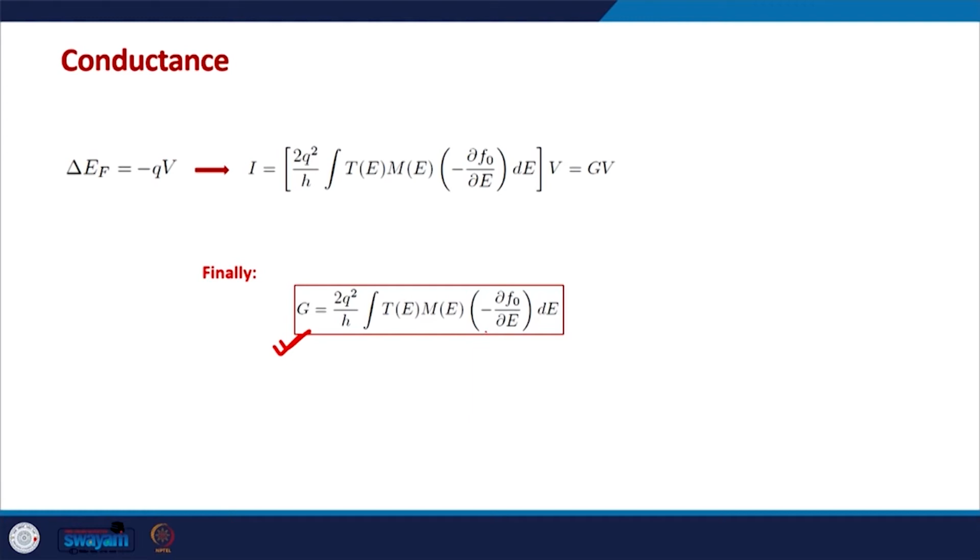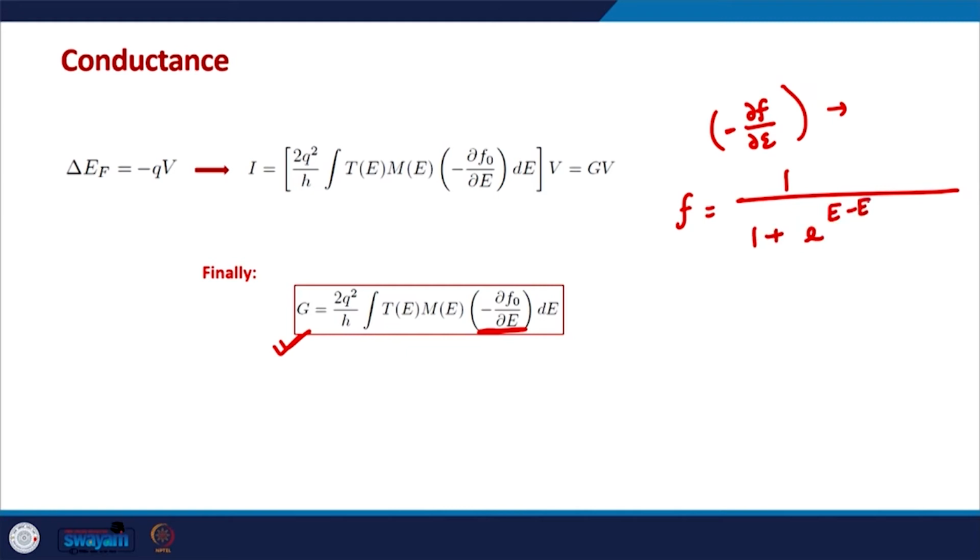Now this quantity ∂F/∂E, or minus ∂F/∂E, is an interesting quantity. Here it is written as ∂F0/∂E, which is fine. F is a Fermi function, so the way it looks like is 1 over 1 plus e to the power (E minus EF) by kT. This is an important mathematical part which we always need to keep in mind, because this is going to appear in conductance and in the current expression, so we need to properly see what it is.